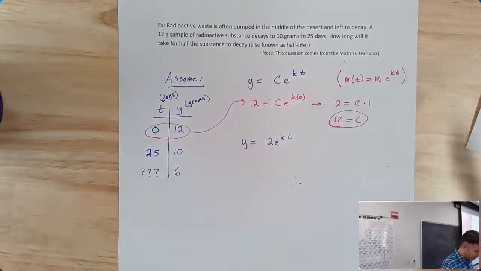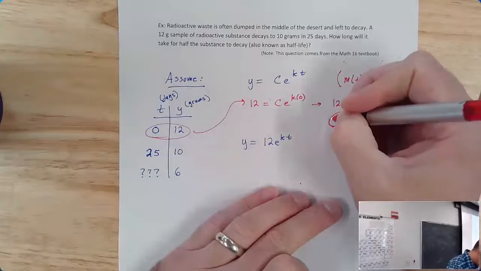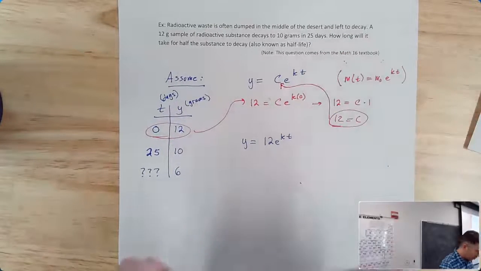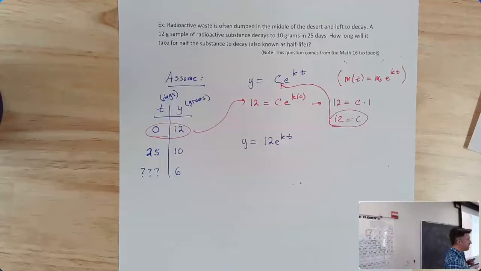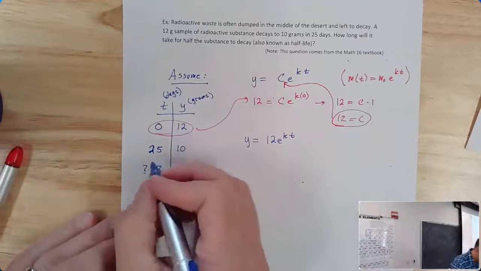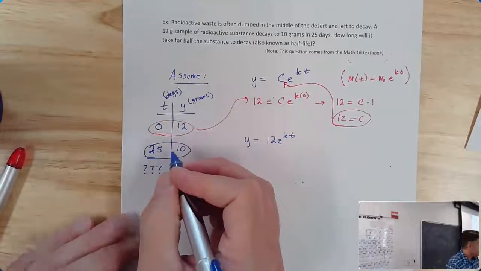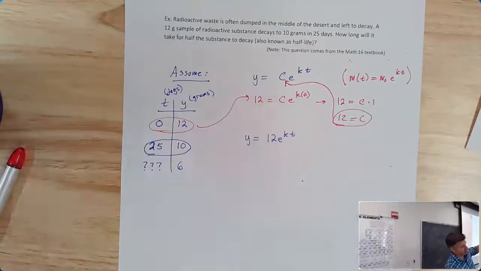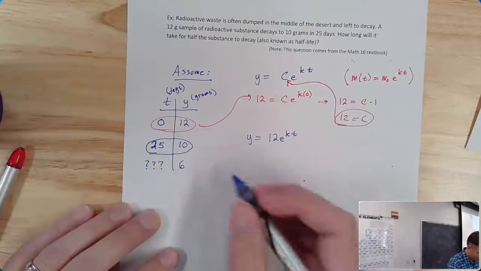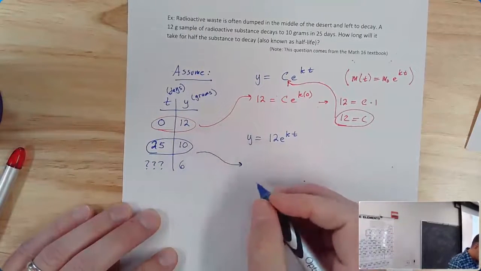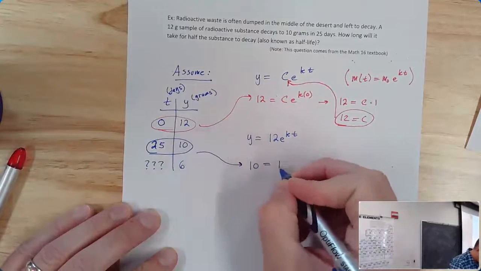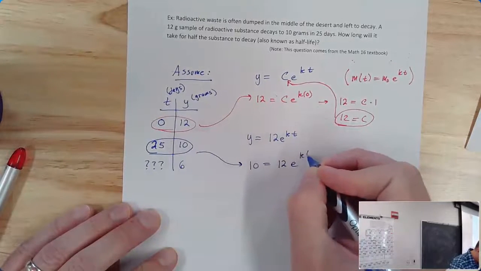I'm plugging in my value of C so that I can refine or update my model. Because the goal, at least at this point, is to write the fully fledged model with an actual number for C and an actual number for k. So now our job is to find k. So we're going to use the other data point. It always goes like this. You're always plugging in the first thing, typically finding C, plugging in the second thing, typically finding k, and then plugging in the third thing to find whatever they're asking to find. So here, I'm going to plug that in. I'm going to get y is 10 equal to 12e^(k times t), where t is 25.